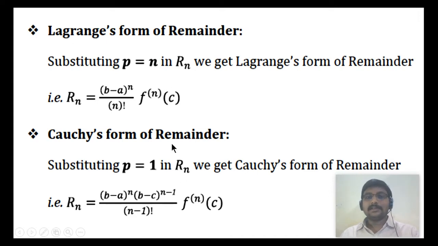These remainders are also important. In these three remainders, the most important one is Lagrange's form of remainder. Don't forget, Lagrange's form of remainder is given by Rn is (b minus a) whole power n upon n factorial into f nth derivative at the point c.